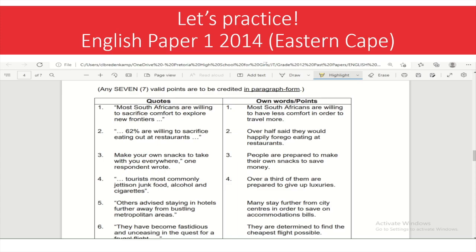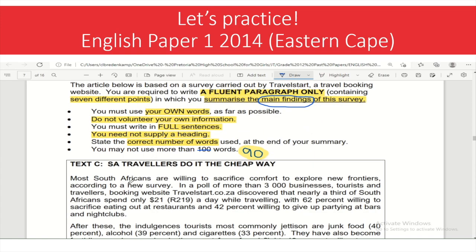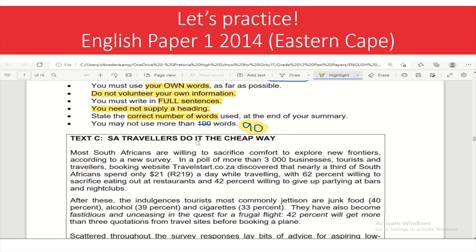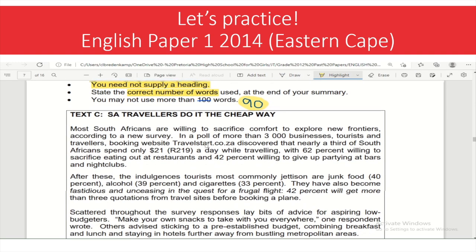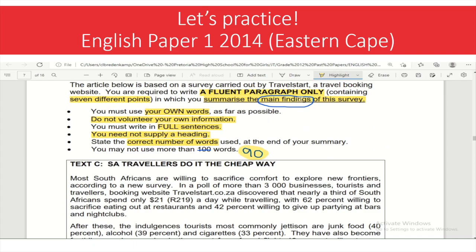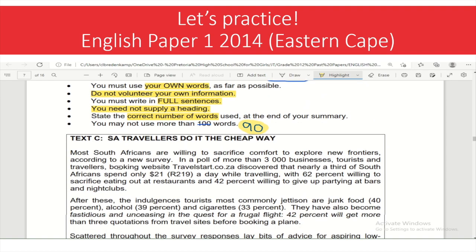All right, so let's take a look. I want you to have a look at what are the main ideas in each paragraph. Remember, we are focusing on the main findings. So let's look at paragraph 1. Most South Africans are willing to sacrifice comfort to explore new frontiers, according to a new survey.